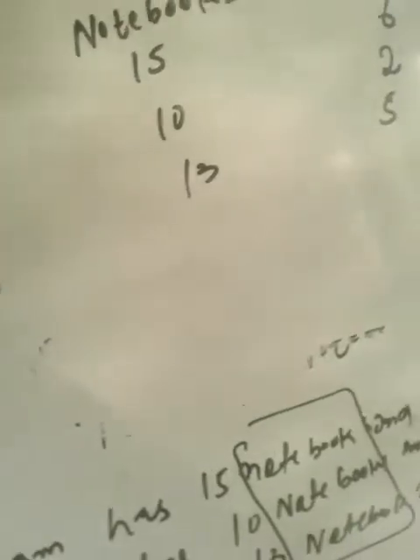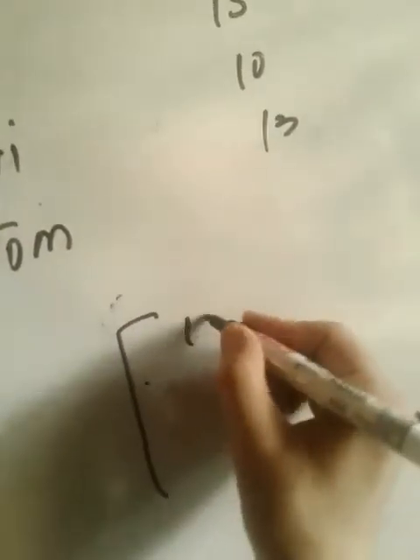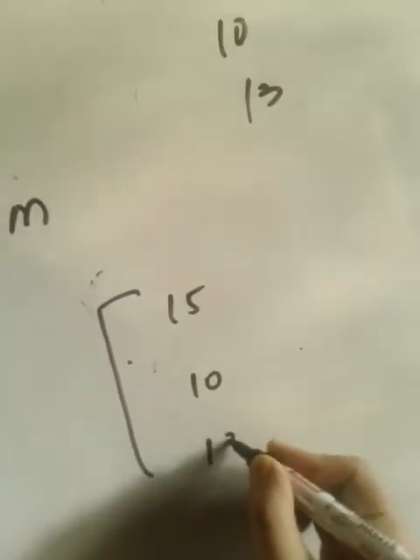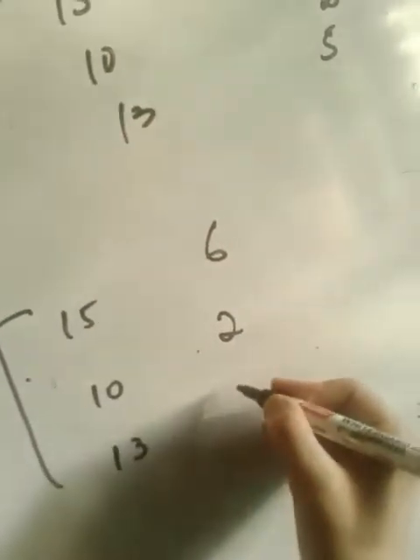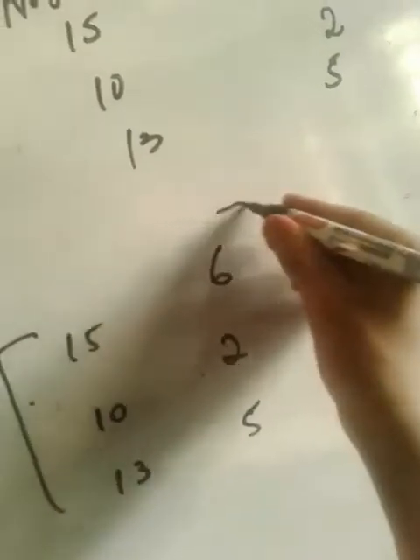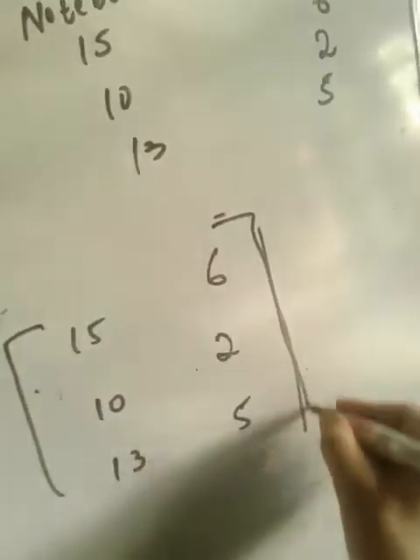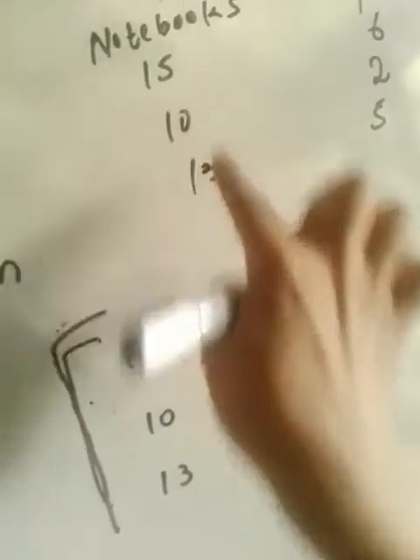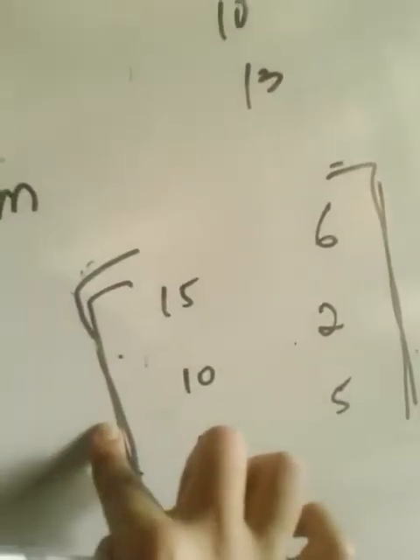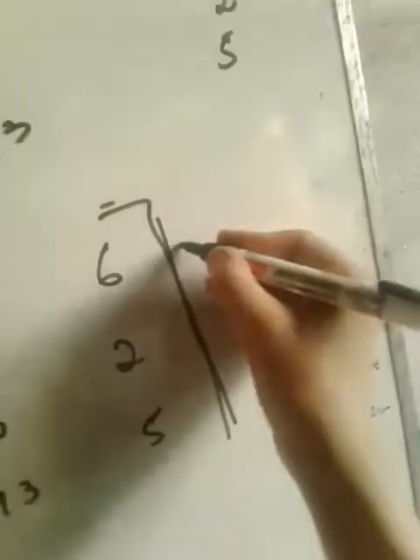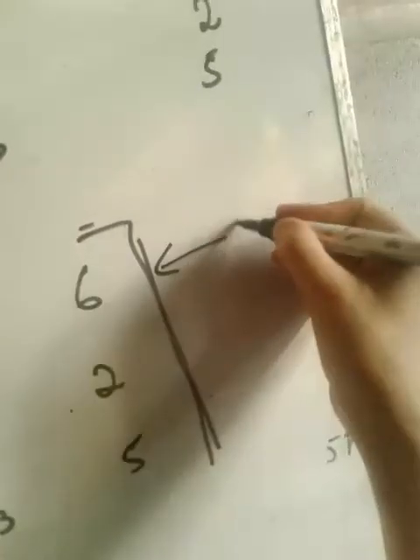We will try to keep this in a long bracket form. Have a look. We write 15, 10, 13, and 6, 2 and 5. For our convenience, we have already noted that 15, 10, 13 represent notebooks, and 6, 2, 5 represent pens. This is for Sham, this is for Ravi, this is for Tom. So this row is called the first row.